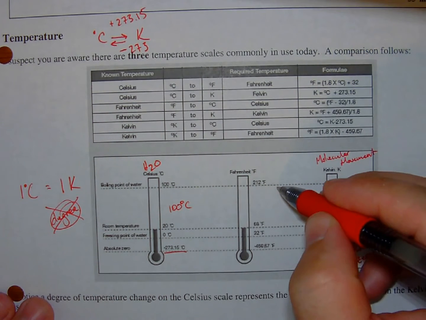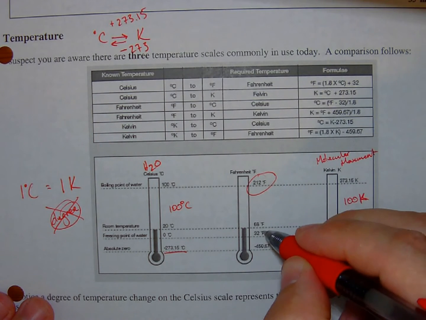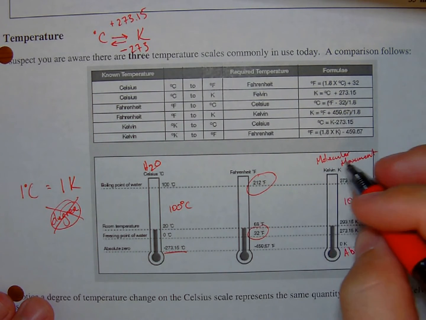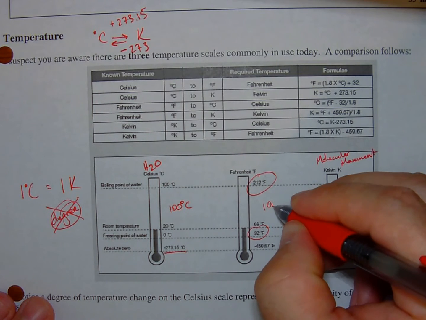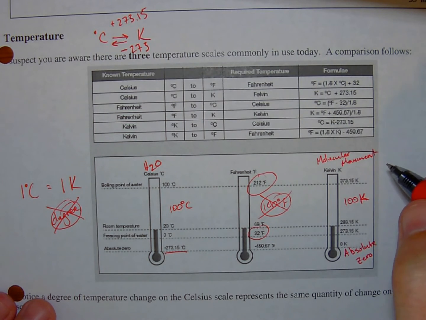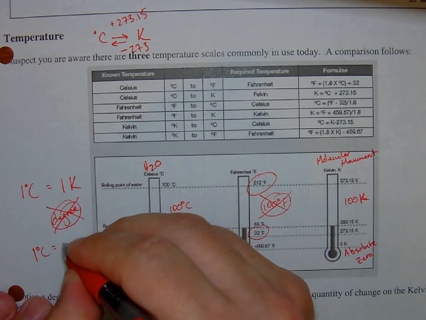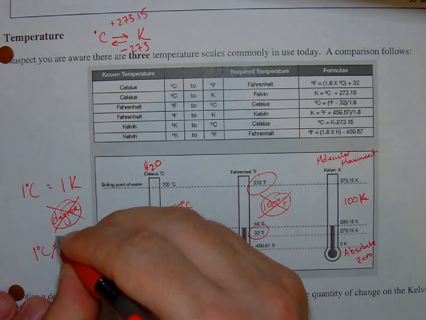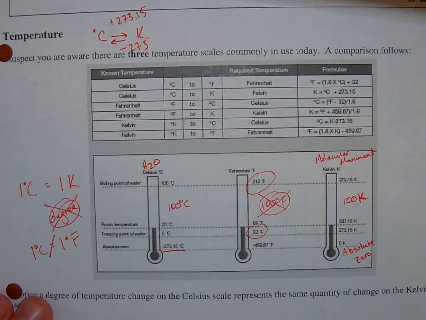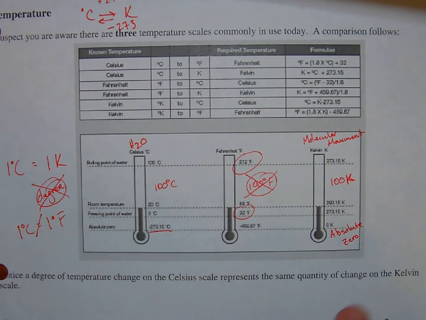And I'd like to point out that the difference between the boiling point of water in Fahrenheit and the freezing point of water in degrees Fahrenheit is not 100 degrees. That's not the difference, right? Because 1 degree Celsius does not equal 1 degree Fahrenheit. They are not the same thing, right? So notice that a degree of temperature change on the Celsius scale represents the same quantity of change on the Kelvin scale, but not the same quantity of change on the Fahrenheit scale.